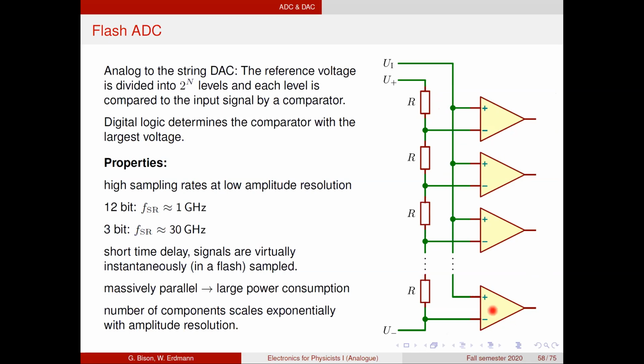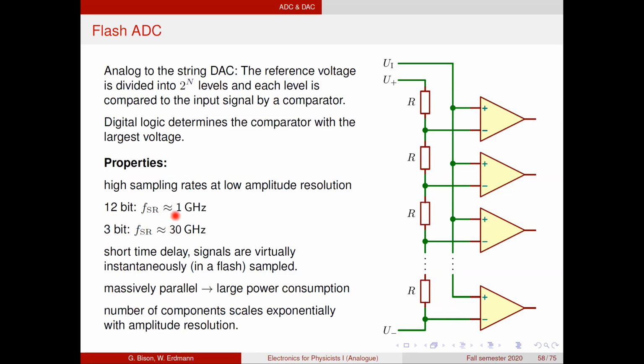There is a very, very short delay. So the signals are virtually instantaneously converted, and that's why it's called a flash ADC. It's very parallel, which makes it fast, but it also means a large power consumption because you need many, many, many components. And of course, the number of components scales exponentially with the amplitude resolution.